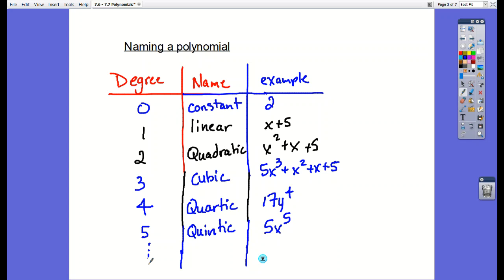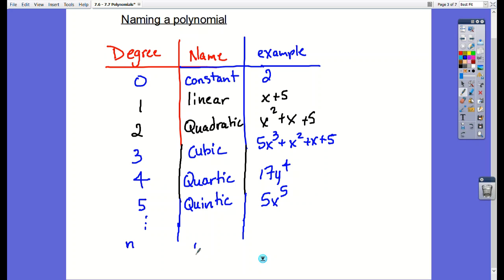So let's just say we had any number that's above 5. If you just have a degree greater than 5, so if you had a 7 or an 8 or the letter n, you would say that this is an nth degree polynomial. If it's a 10, you just simply say 10th degree. If it's an 11, you'd say 11th degree.